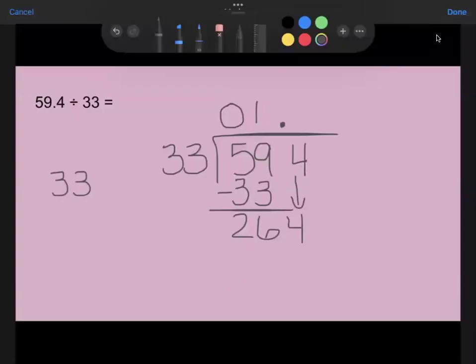So I'm going to go ahead and try 9. So let's try 9 and see what that gets me. 3 times 9 is 27. And then 3 times 9 is 27 again.